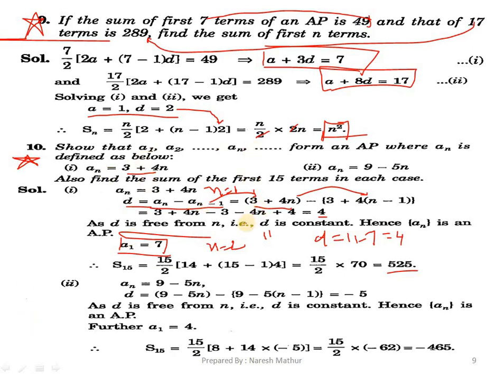Second one, similarly, AN equals 9 minus 5N. You can solve it by any of the methods. So here after solving AN minus AN minus 1, you get the value of D as minus 5. Put the value of D in either equation and get the value of A and put it in the formula. Easy. Now till here we have covered half of the exercise.